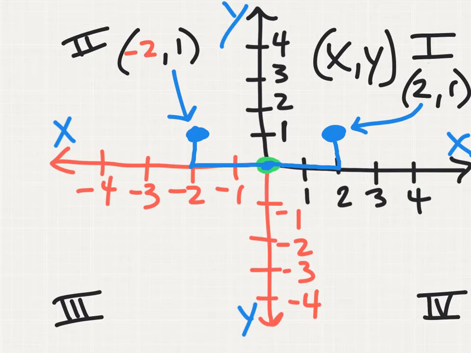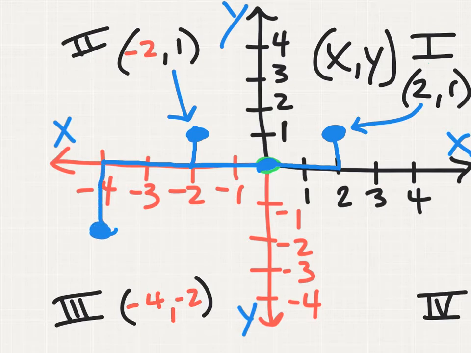If I were graphing the ordered pair (-4, -2), I would start at the origin. My x value is -4, so I travel first along the x-axis to -4. And to get a y value of -2, I travel down the y-axis to -2. This point here is (-4, -2).